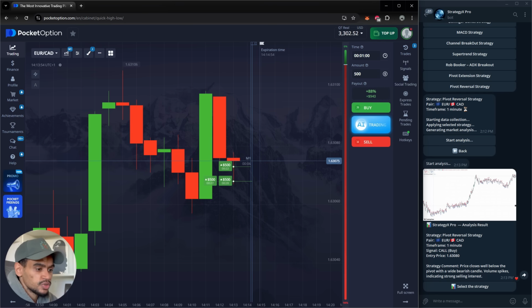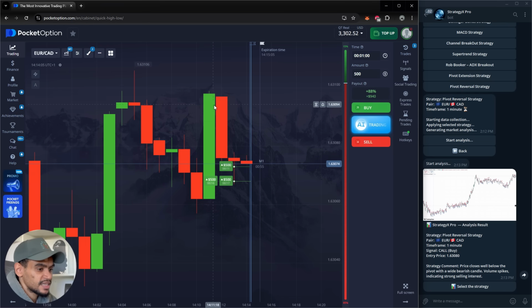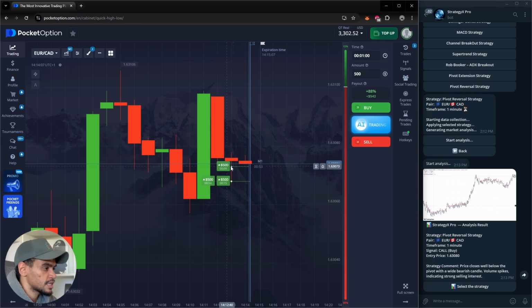Price closes well below the pivot with a wide bearish candle, volume spikes indicating strong selling interest. So there we have it. The selling interest is definitely in there. We still get a buy position regardless. We might lose the first one, I expect.